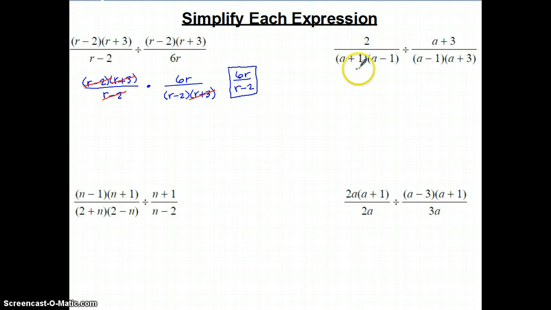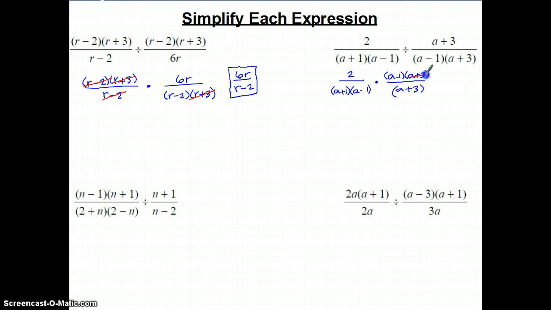On the right, I will repeat this process. Remember that the fraction on the left does not change, so I still have 2 over a plus 1, a minus 1. But on the right, I change my division to multiplication and reciprocate the second fraction. So the denominator comes to the top and the numerator drops to the bottom. Before we multiply, let's reduce as much as possible first.